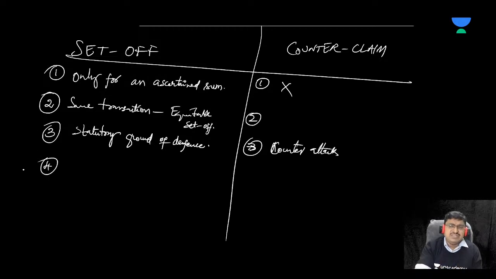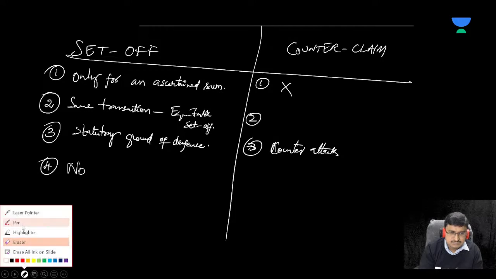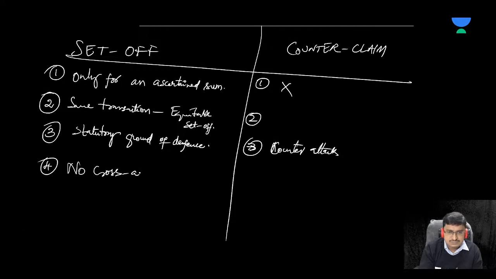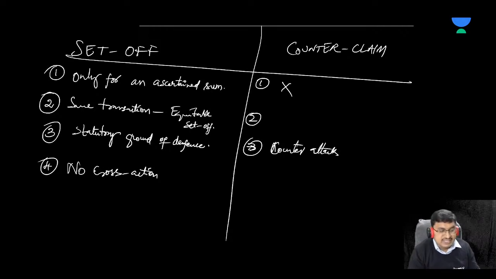The next difference between set off and counterclaim is that set off cannot exceed the plaintiff's value, whereas the counterclaim may exceed the plaintiff's claim. Thereafter, there is no cross action in set off, friends, whereas a counterclaim is a cross action against the plaintiff, friends. This is about the concept of set off and counterclaim.